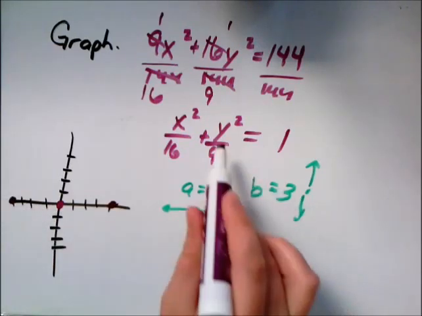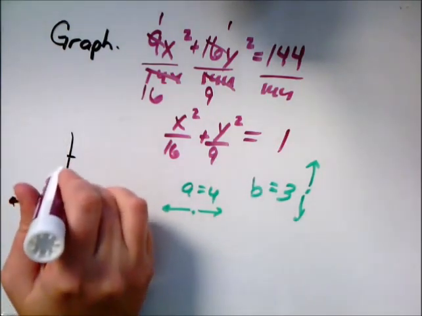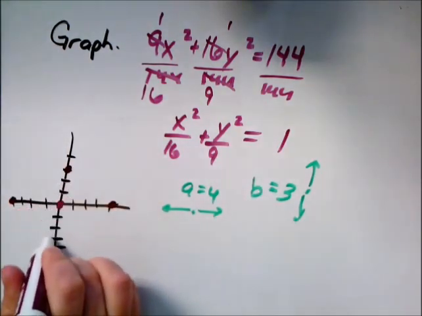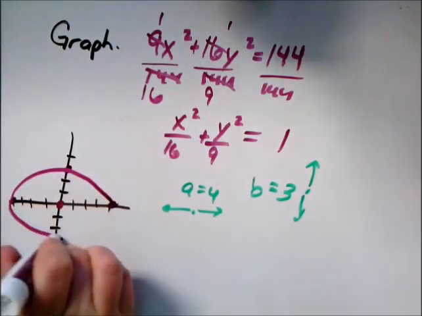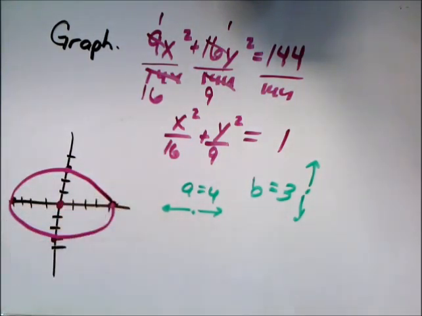And then for b, being with the y, I go up and down 3 units. So there's an endpoint, and there's an endpoint. So if I connect those all together, I get an ellipse, or this oval shape.